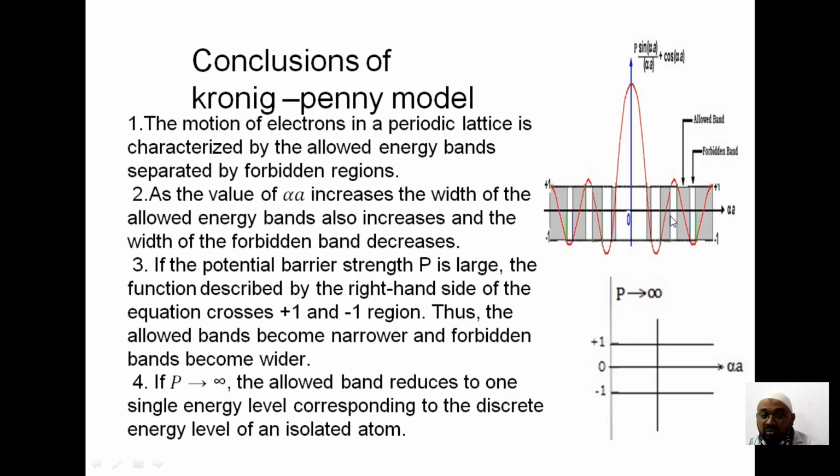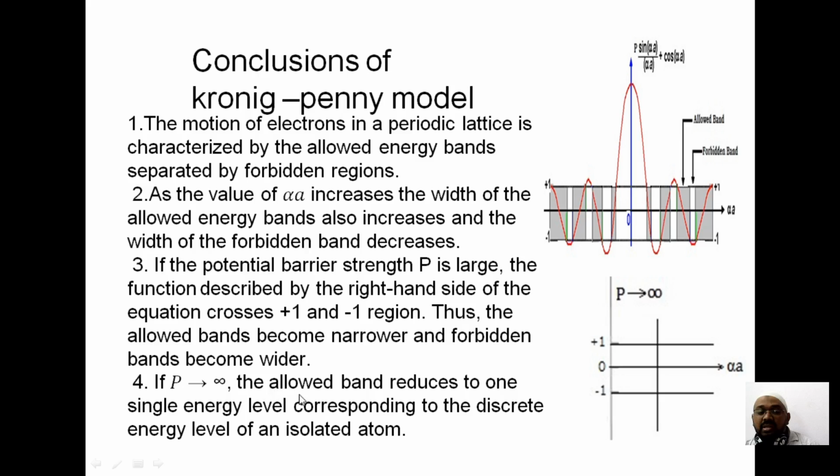That figure has not been shown to you here. Simply it indicates that the bandwidth will behave inversely. Here the bandwidth is increasing. If I increase the value of p very large, not infinity, then in this figure the range between +1 and -1 is exceeded. When this happens, the allowed energy band becomes narrower, and the width of the empty spaces, the forbidden band, will be increasing.